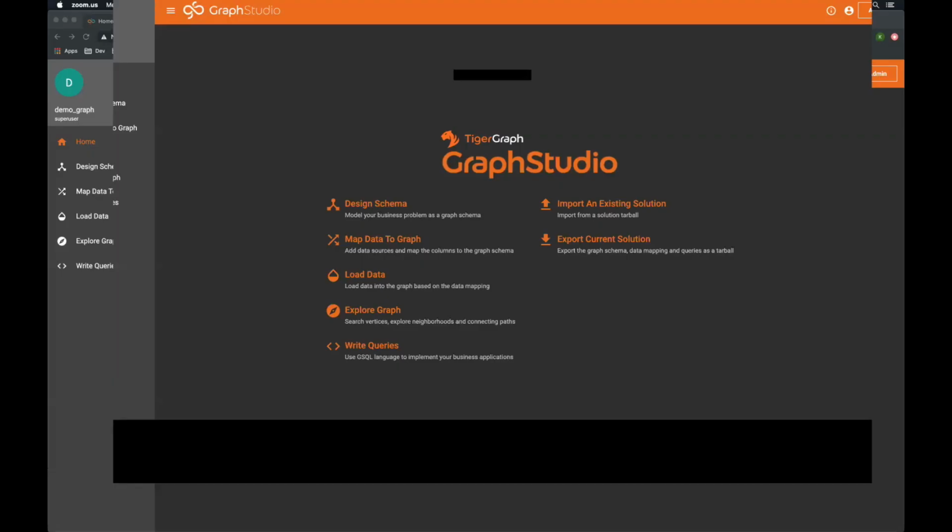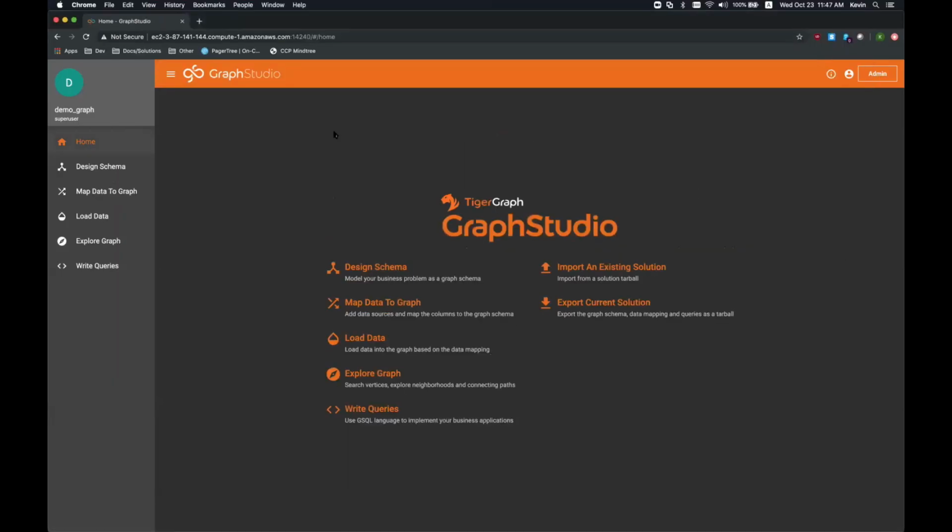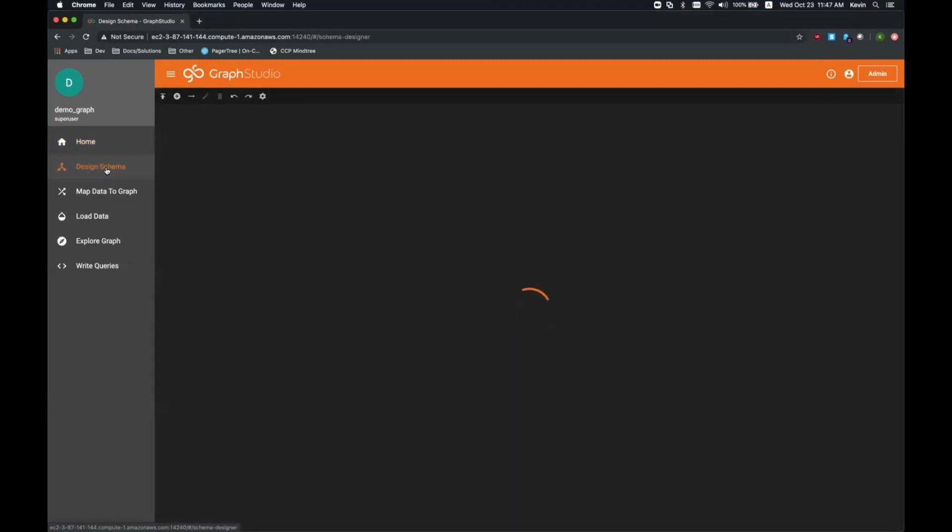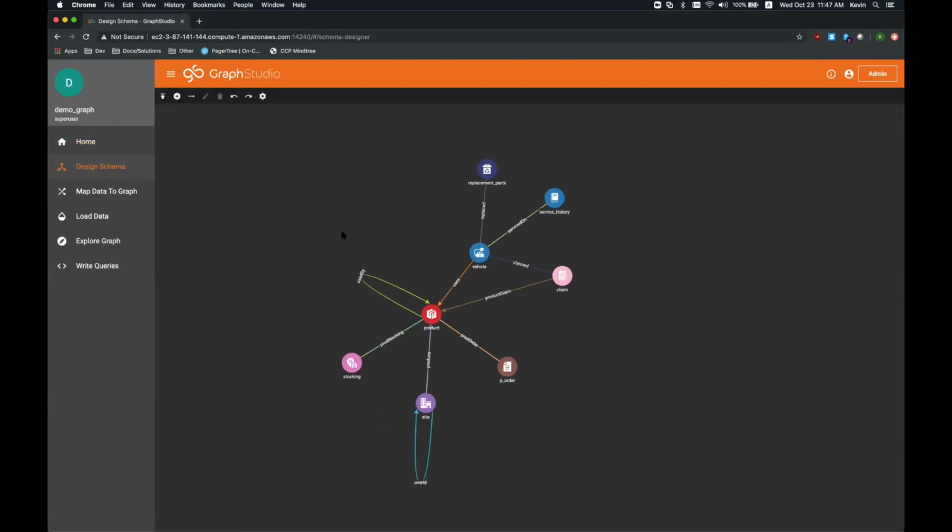I'm going to share my screen now. Okay. So here we have Graph Studio, TigerGraph's visual SDK, where you can produce solutions without touching the backend. And we'll move over to the design schema page. This is the schema for supply chain.